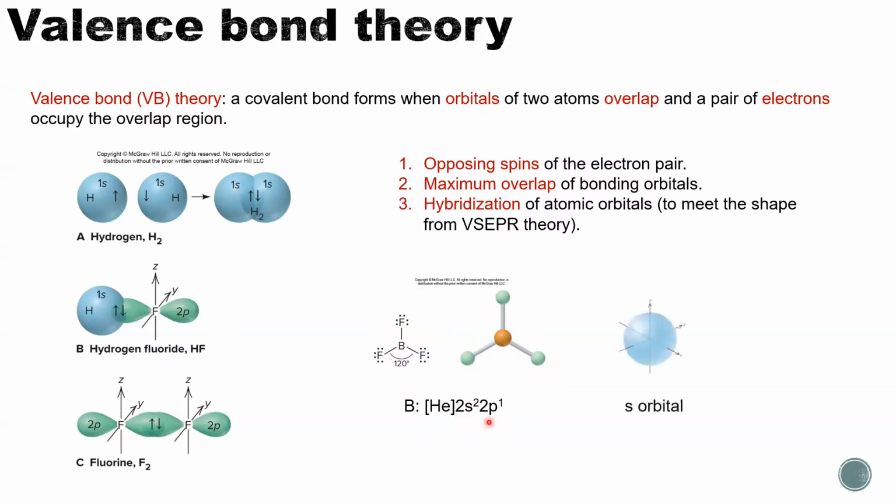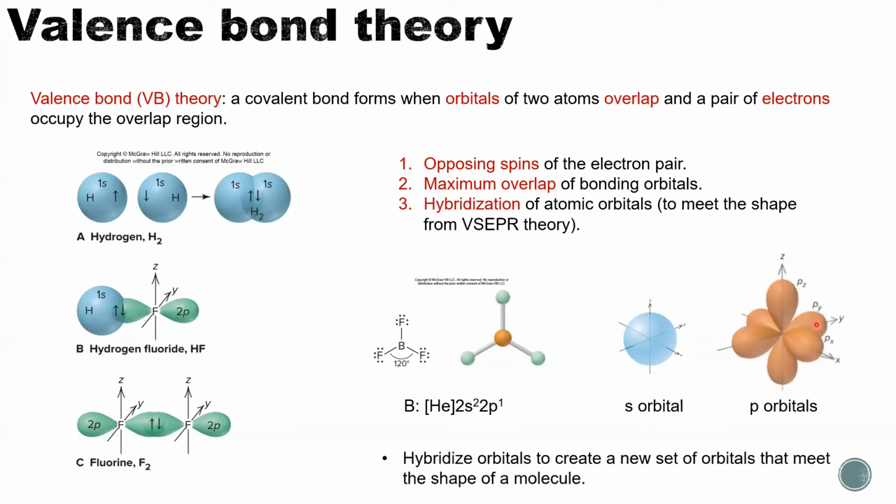The shape of the s orbital is a sphere. The p orbital has three different orbitals, pointing in three different directions along x, y, and z. Using any of them together does not give us good orbitals pointing to the three vertices of the trigonal planar shape. So what can we do? We can mix these s and p orbitals to generate a new set of orbitals. We call them hybridized orbitals. Hybridized orbitals are a new set of orbitals that can meet the shape of a molecule. So that's why we need orbital hybridization.